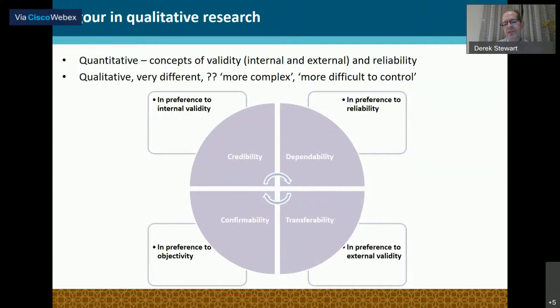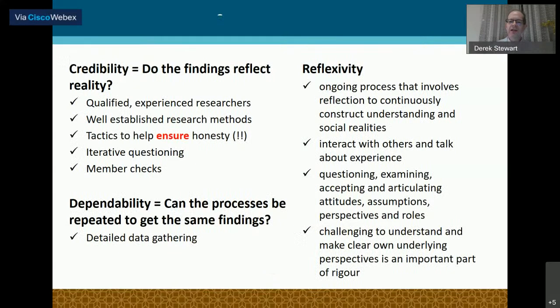So we've got 4 terms here that I'm going to spend a few minutes on. We've got credibility, which we use in replacement for internal validity. We've got dependability, which replaces reliability. We've got transferability rather than external validity, and confirmability rather than objectivity. And please don't get confused or completely muddled by these terms. Remember, I said qualitative research is full of terms. If you ignore the terms and look at what's below them, a lot of it makes sense.